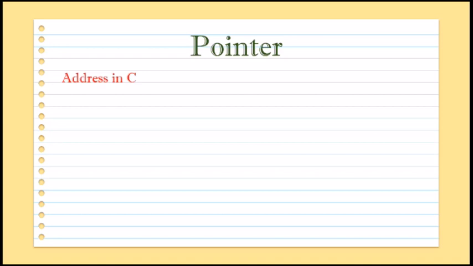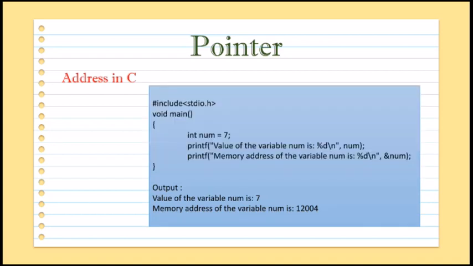We will see one program so that you will easily understand. So in this given program, first we have initialized value to the variable num, that is 7. So in next line we are printing the value stored in num. So our first output will be 7.